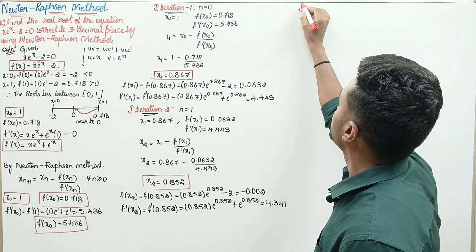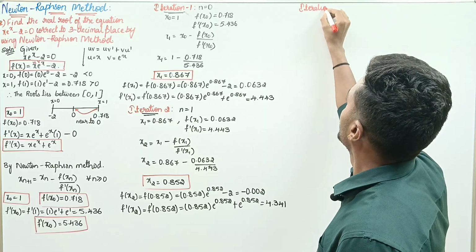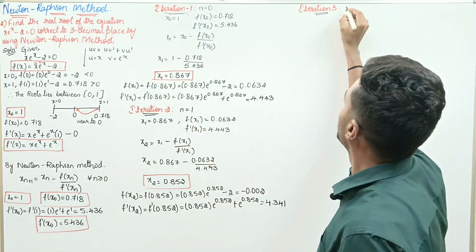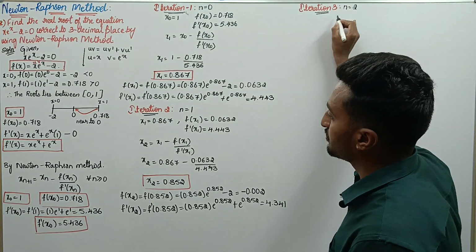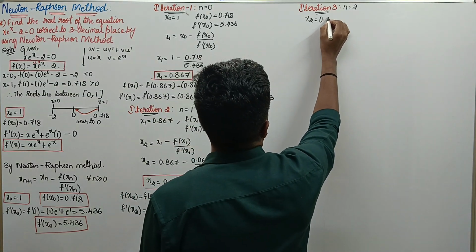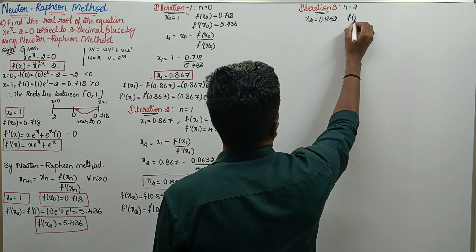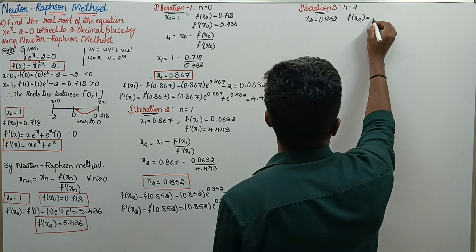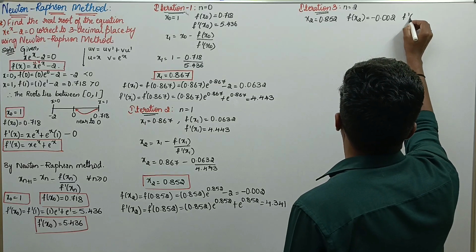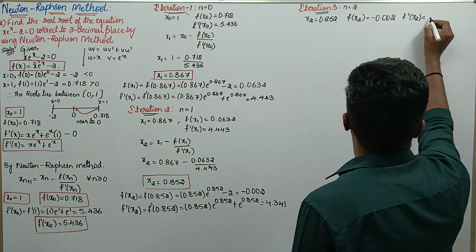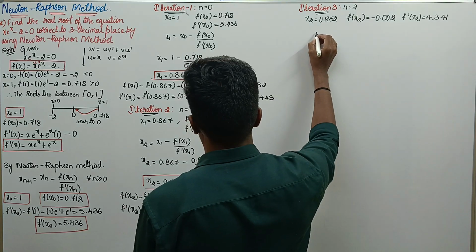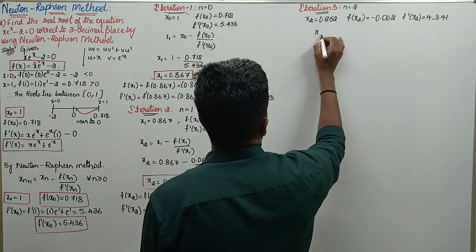Considering x2, f of x2 and f dash of x2, we are going to find iteration number 3. To simplify iteration number 3, we have n equal to 2. We consider x2, which is equal to 0.852, and f of x2 which is equal to minus 0.002, and f dash of x2 which is equal to 4.341. Got the point?